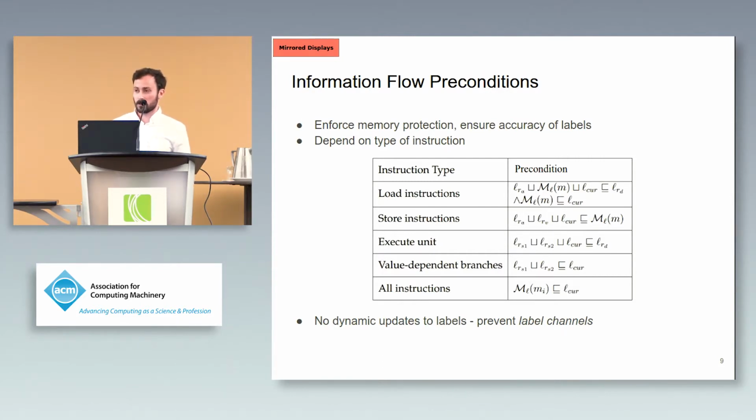For example, load instructions must ensure that the data that's going to be stored in the register flows to the label of the destination register. They also require that the label of the memory page being loaded flows to the label of the process label so that we know the process has the right to access that data.